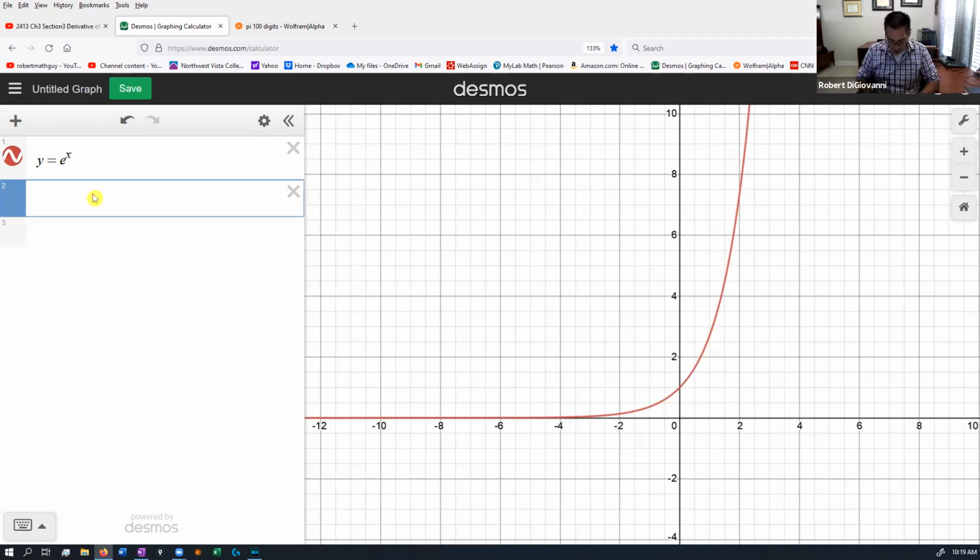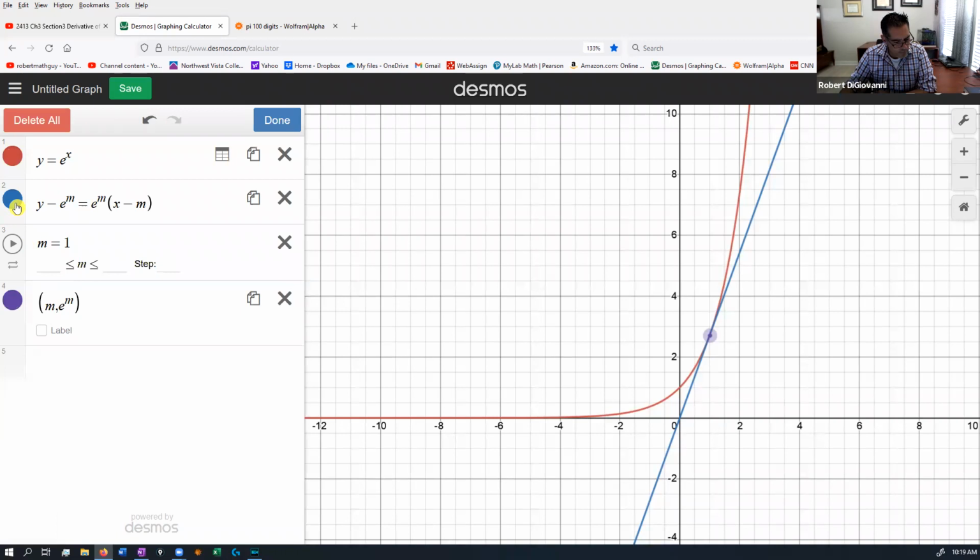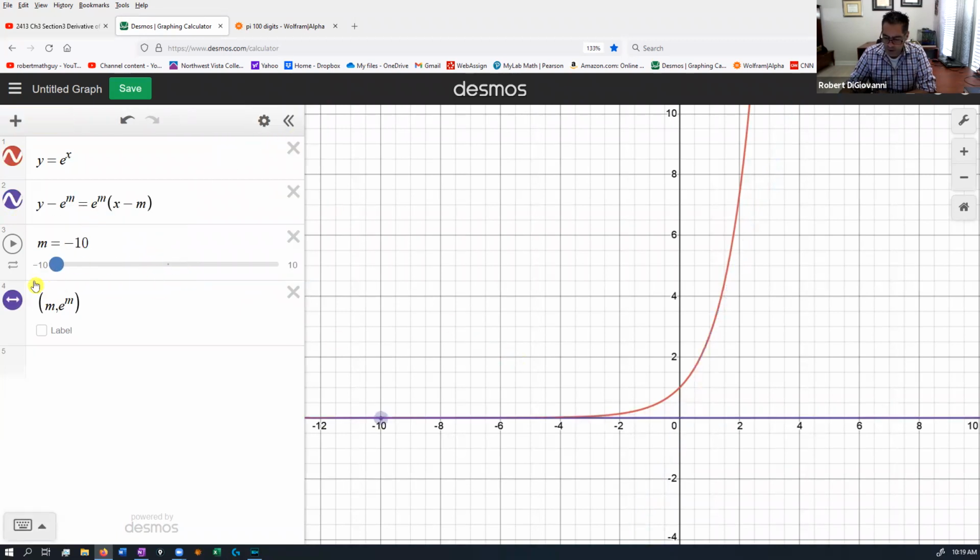I have to do something real quick. 1 minus e raised to the m equals e to the m times x minus m. Okay, and then one more thing, m e to the m. All right, so there's the exponential function, right, in red.